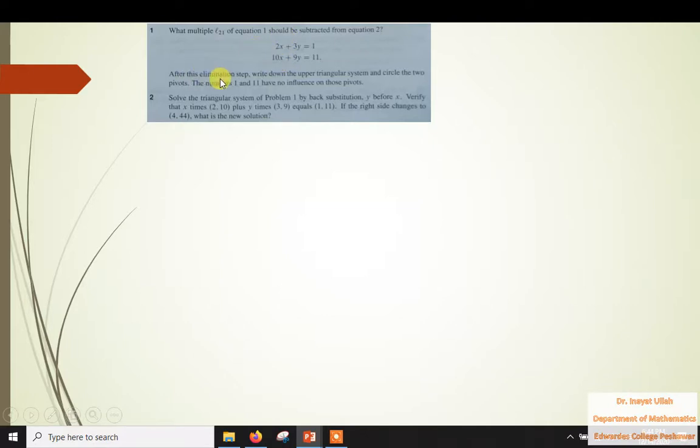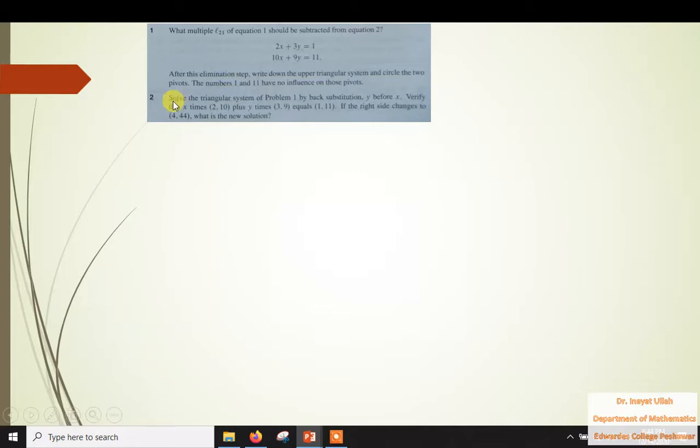After this elimination step, write down the upper triangular system and circle the two pivots. Whenever you multiply this equation by 5 and subtract these two, you will get an upper triangular system. So circle the two pivots. The first pivot will be 10 after multiplying by 5, and the second pivot will be 10 after subtraction. The numbers 1 and 11 have no influence on those pivots. Anyways, you just need to circle out the pivots and elimination should be there.